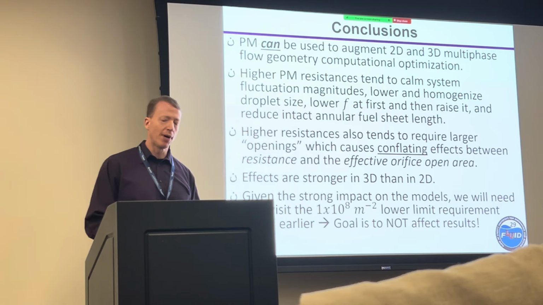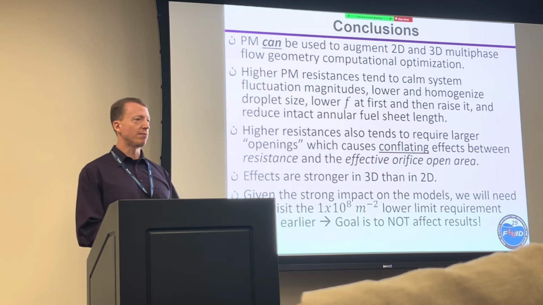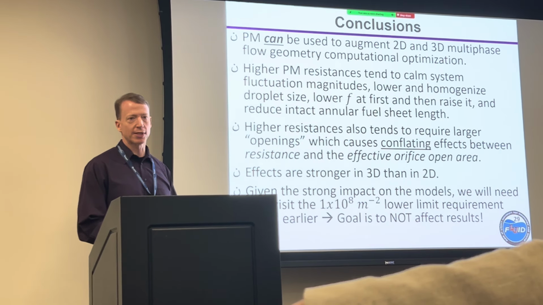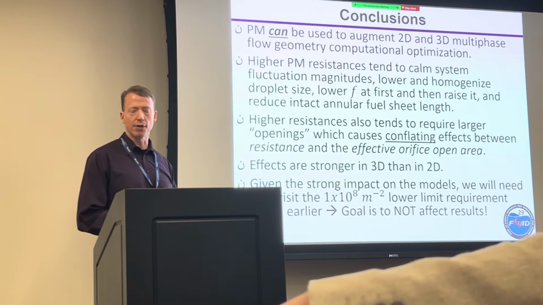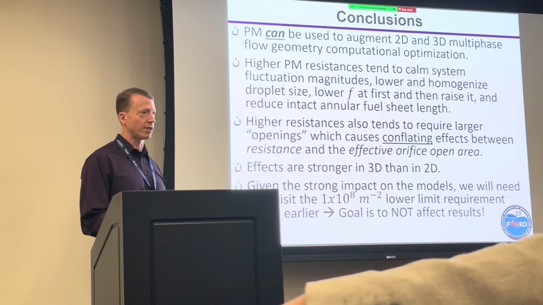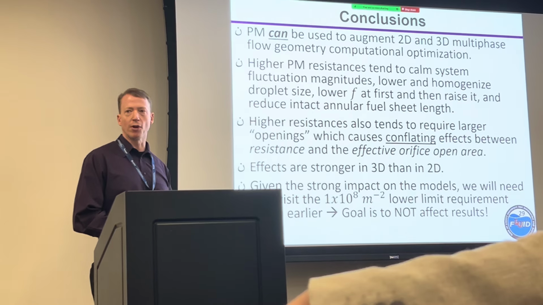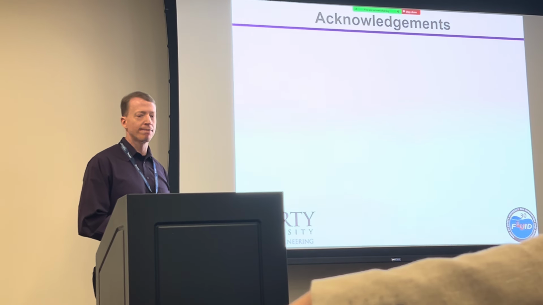And I would probably like to go back and revisit when earlier I mentioned that 10 to the 8th is the minimum resistance that would act like a wall. I'd like to revisit that and see if I can get lower, because my goal was not to affect the results. And clearly we are affecting the results by adding porous media.